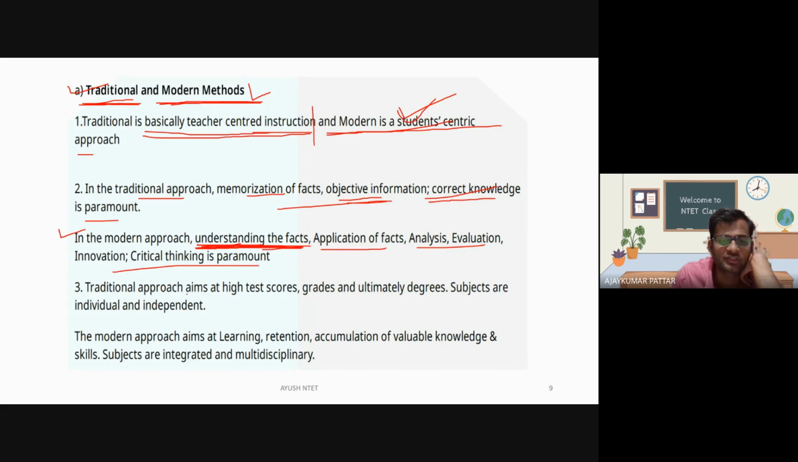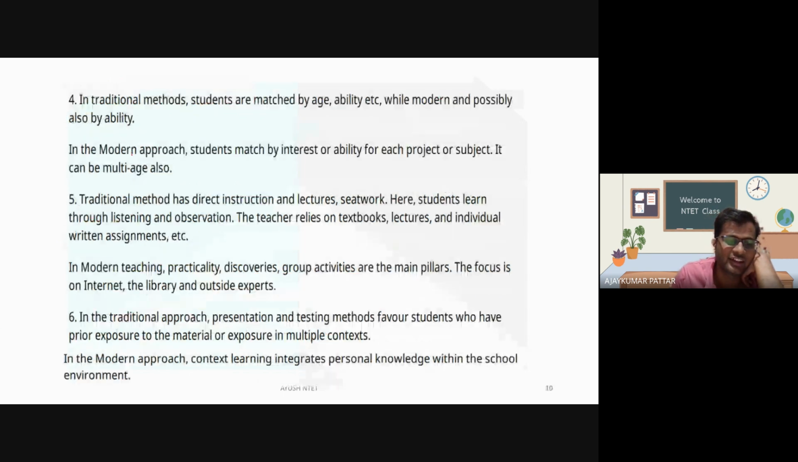Then traditional approach aims at high test scores. पहले क्या था, स्कूल में ज्यादा मार्क्स लेना है, रैंक आना है. So that traditional approach will be there in getting the highest scores, grades and ultimately degree. मार्क्स ज्यादा लेना है, ग्रेड्स लेना है, ultimately आपको डिग्री परस्यू करना है. That is the traditional method concept. Subjects are individual and independent. ऐसे था पहले ट्रेडिशनल अप्रोच में.